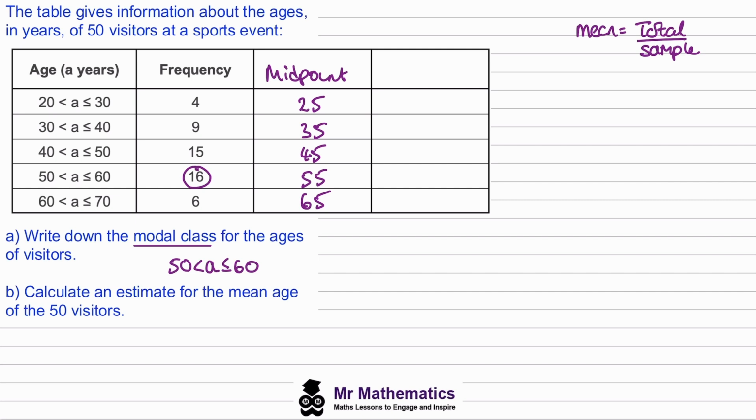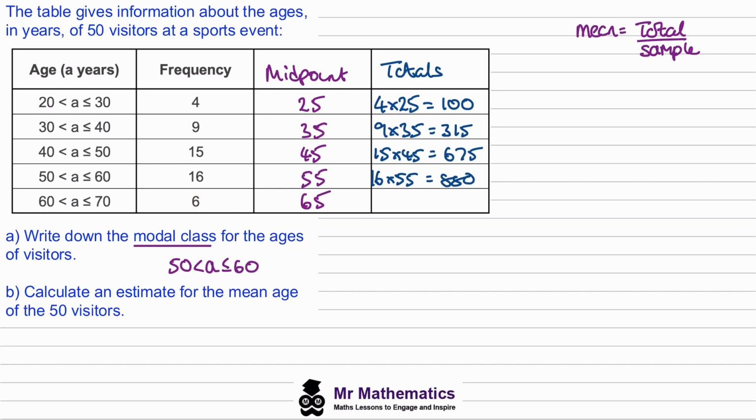And then we can work out the total age of these 4 people as 4 multiplied by the 25. So this will give us a total of 100 years. Then we'll have a 9 times the 35, which is 315 years. The 15 times the 45, 675. And then we'll multiply the 16 by the 55, and the 6 by the 65.